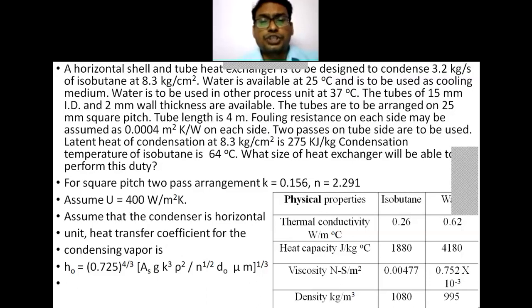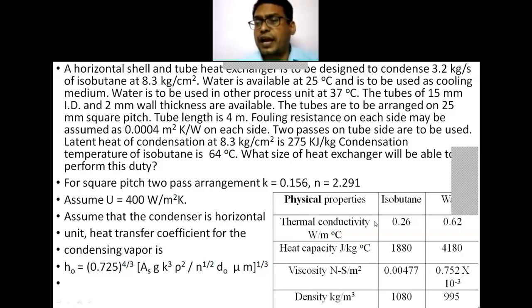is a good judgment. Then assume that the condenser is a horizontal unit, and for the heat transfer coefficient for condensing vapor, the formula has been mentioned, and this is the same formula which we have derived in the condensation chapter. So the same formula will be used here.